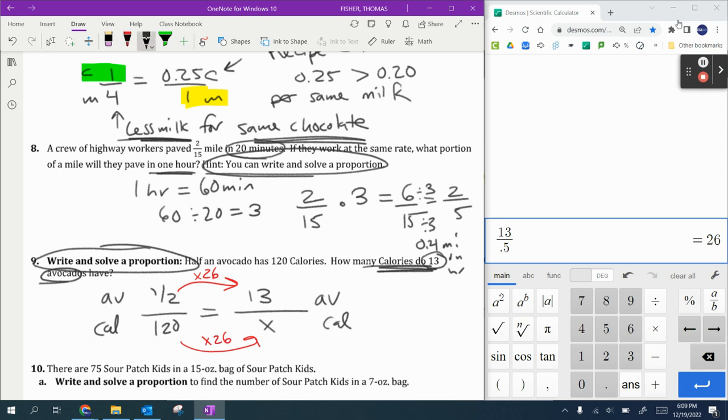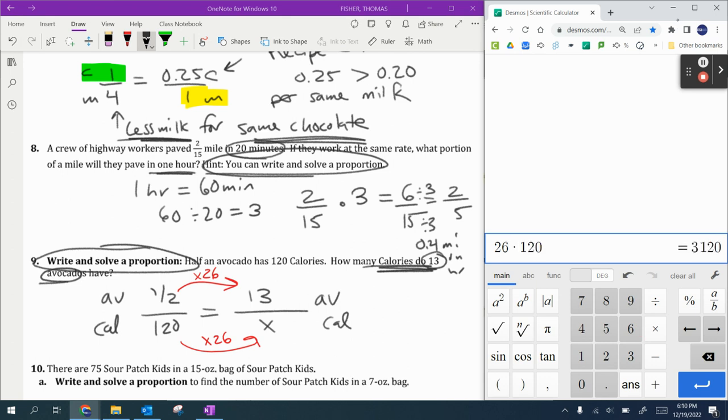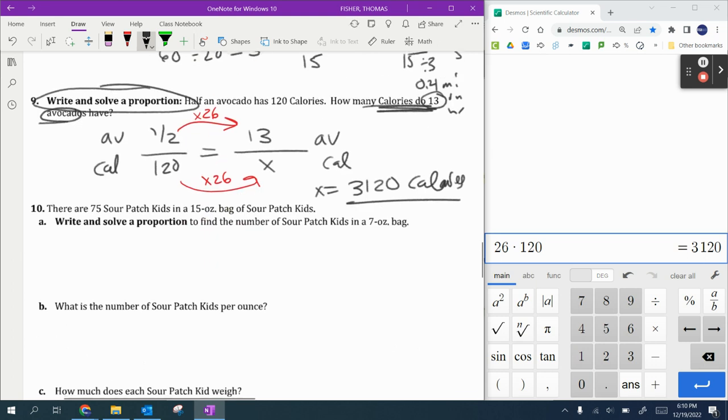So our answer then is just 26 times 120, and it's 3,120 calories in many, many avocados, 13 avocados.